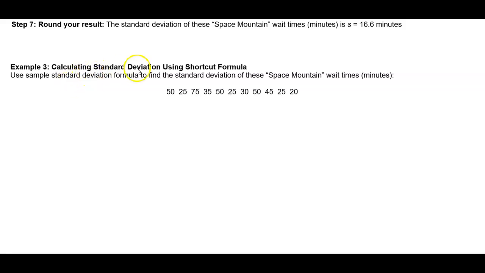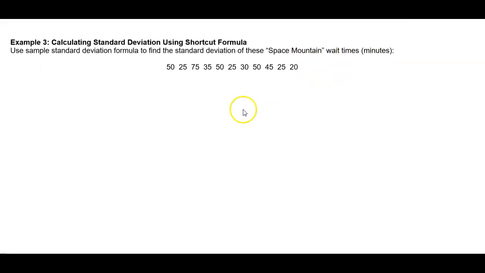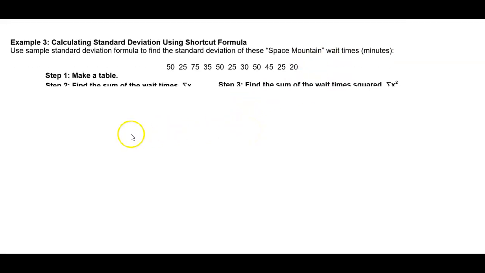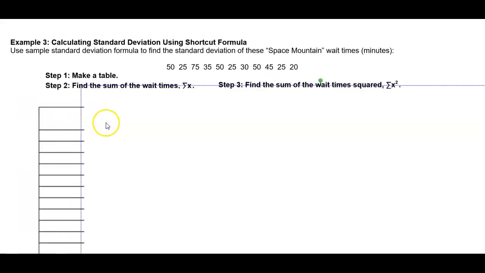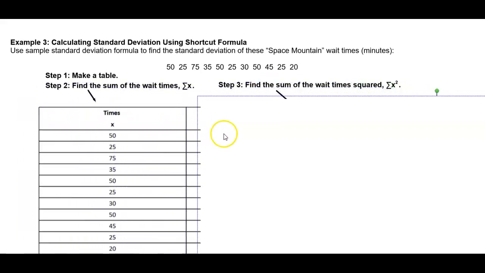Example 3, calculating standard deviation using the shortcut formula. Now we're going to use the sample standard deviation formula to find the standard deviation of these Space Mountain wait time minutes. Okay, so the first thing we want to do is the following. We're going to make a table, and in that table, we're going to list those times.